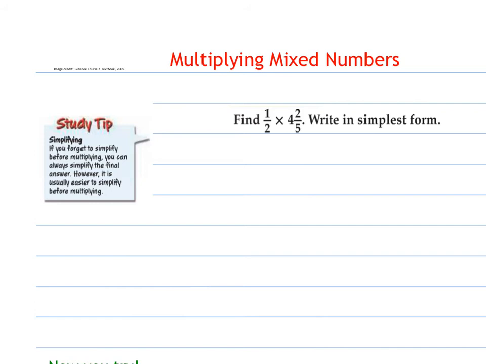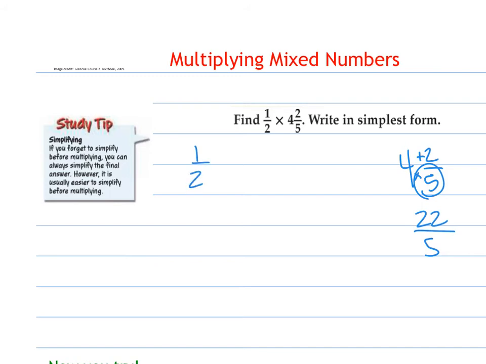So 1/2 stays the same. To turn 4 and 2/5 into an improper fraction, you take the denominator 5 and you multiply it by the whole number to figure out how many fifths you have. So 5 times 4 is 20. So you have 20/5 plus these other 2/5, which is 22. So that would be 22, and our denominator is fifths, so it would be over 5.